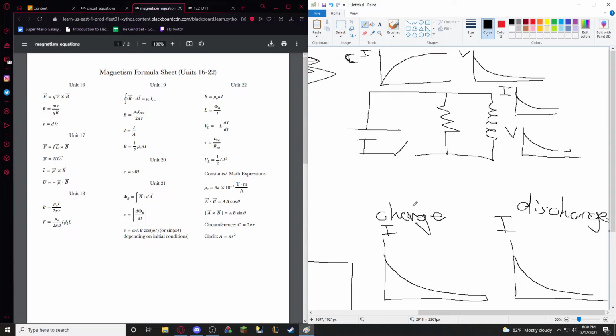Did I even use torque to find anything? The unit 22 one with the T.